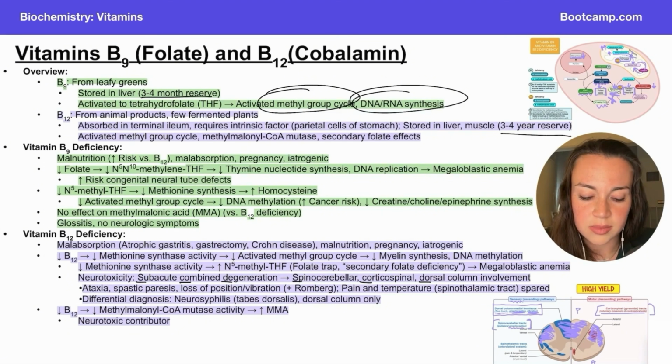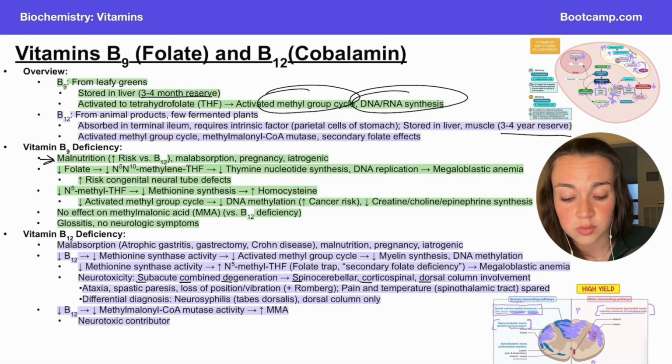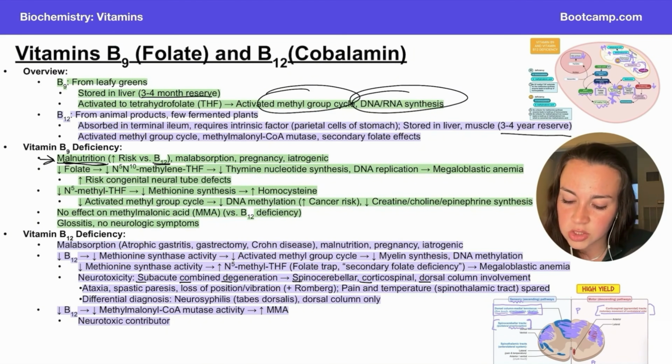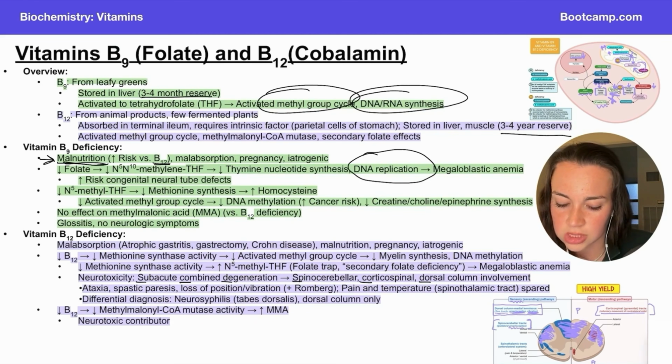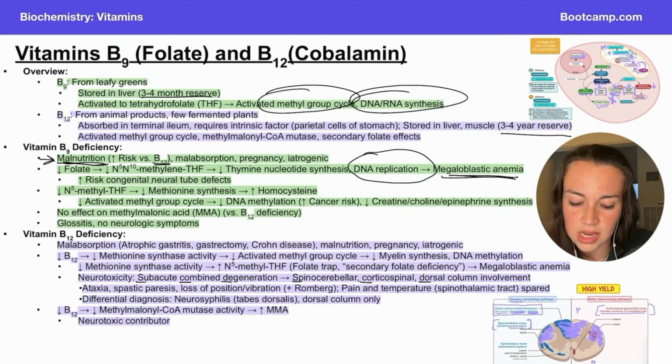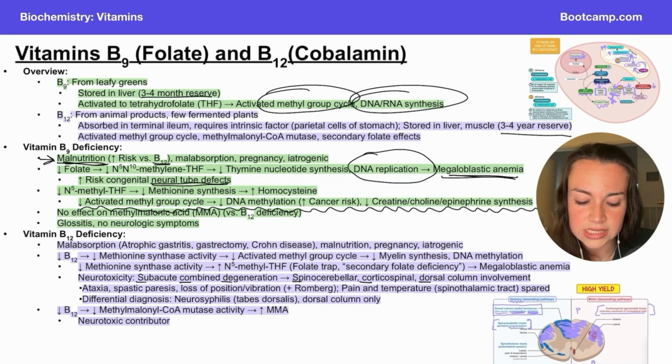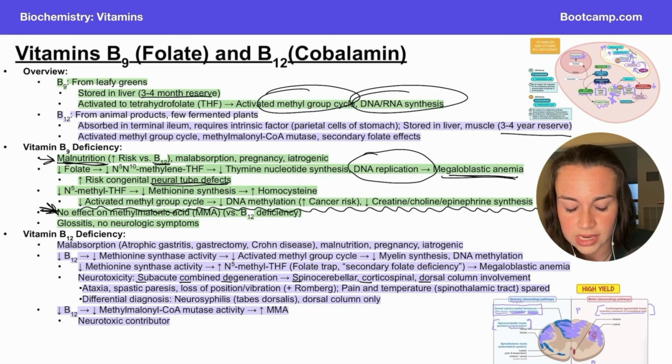We started by talking about vitamin B9 deficiency, which is more commonly due to malnutrition than vitamin B12 because of those storage reserves, and how a folate deficiency interfered with DNA replication, which led to megaloblastic anemia and neural tube defects. That's why folate is supplemented in pregnant women. And we also talked about the other pathways that are affected because of folate's implication in the activated methyl group cycle. However, vitamin B9, folate, did not have any effect on methylmalonic acid and did not have any neurologic symptoms.